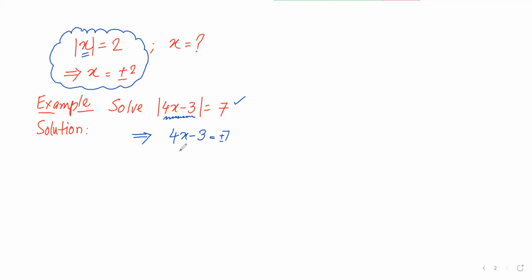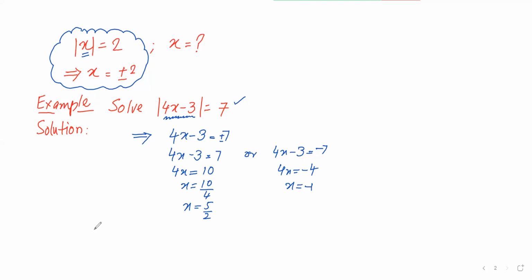So when we remove this modulus sign, these two vertical lines, we write plus minus with the number. So 4x minus 3 is equal to 7 is one possibility, and 4x minus 3 is equal to minus 7 is the other case. So we have two linear equations. You can solve them separately. 4x is equal to 10, so x is equal to 5 over 2, and 4x is equal to minus 4, so x is equal to minus 1.